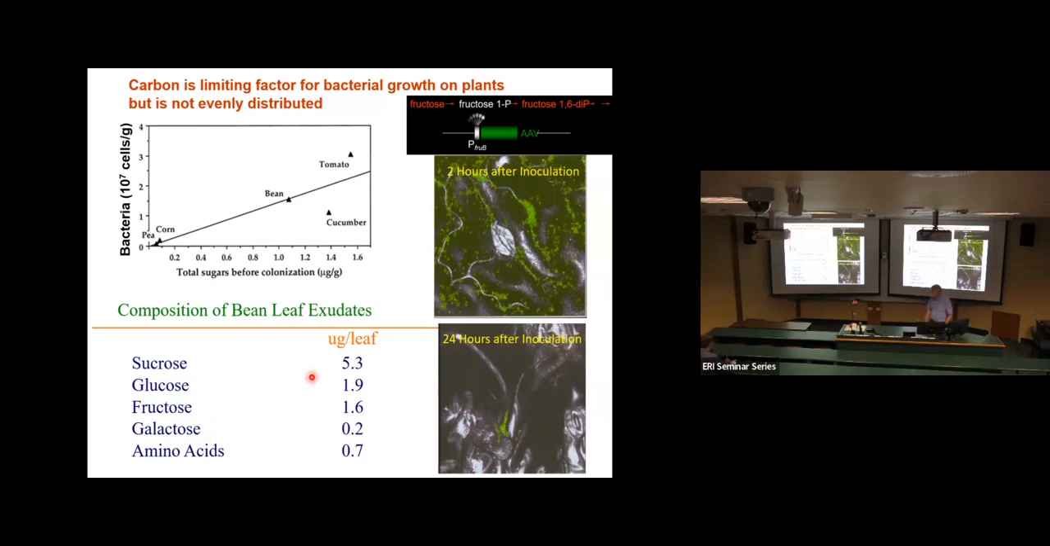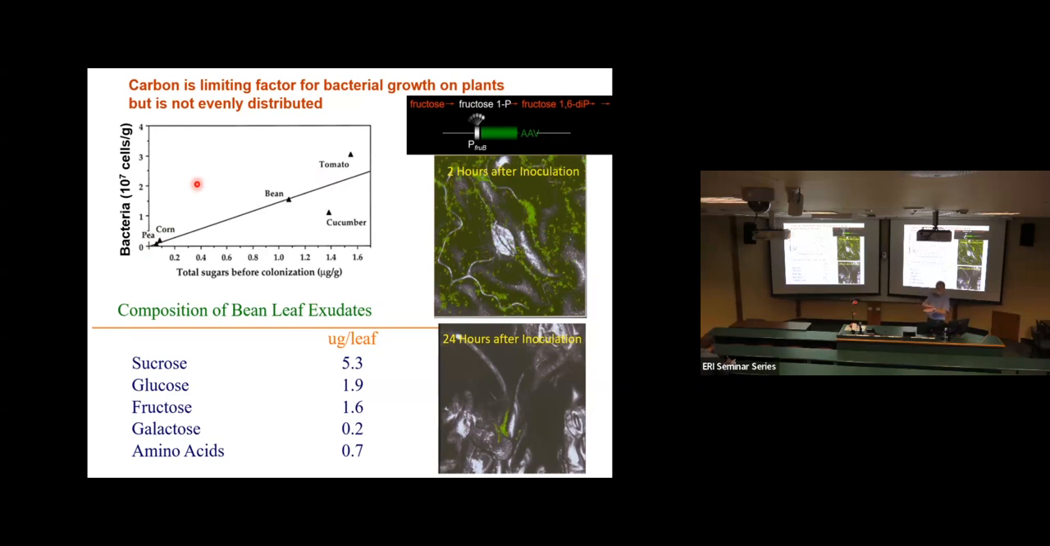But note the units, they're micrograms or so per leaf. It doesn't sound like very much, but if you do the stoichiometry, you can generate around 10 to 100 million bacteria with the 10 or so micrograms of carbon that would be on a typical leaf. And it turns out that plant species vary in how much of these nutrients they have. Certain plants like tomatoes and beans have relatively high amounts of carbon available, and other plants like peas and corn are much less.